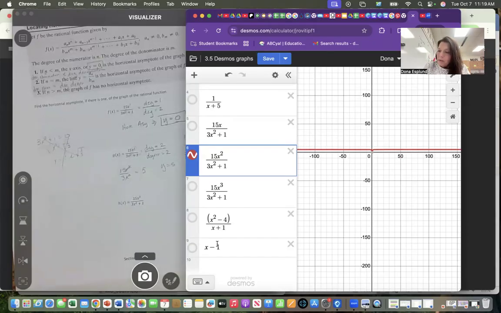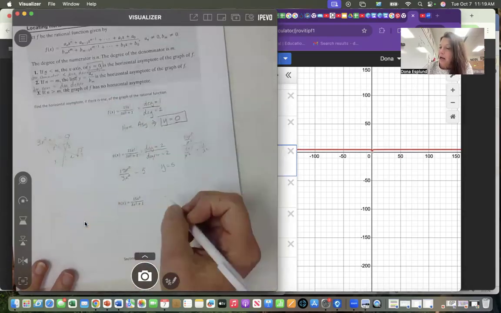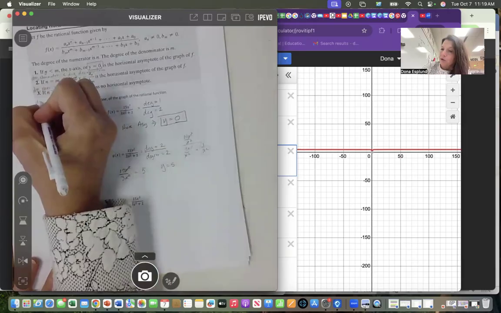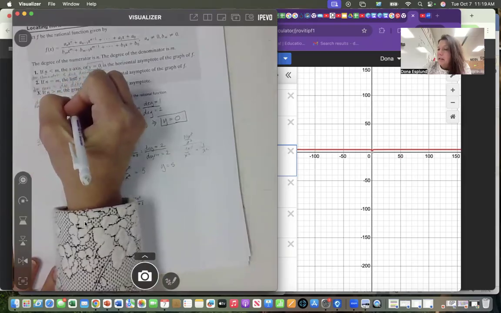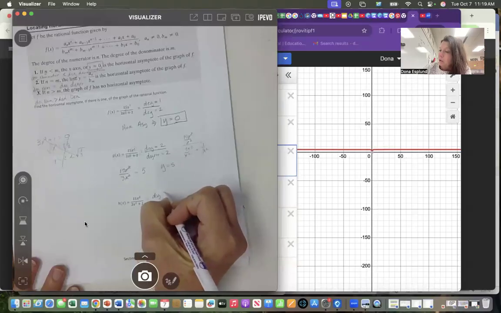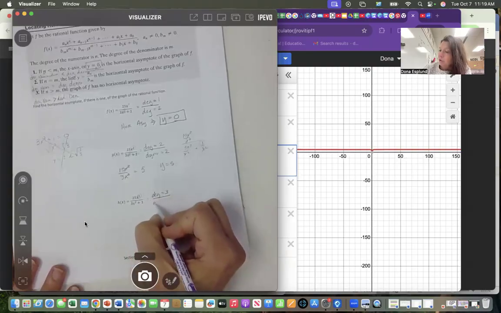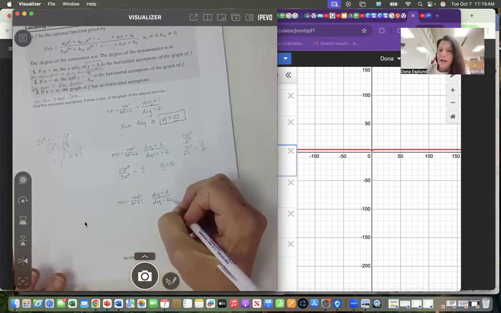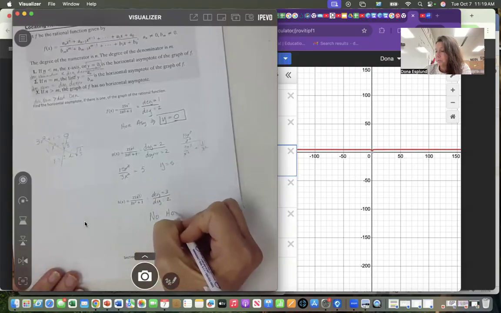So my next one is going to be what happens when the degree on the top is bigger than the degree on the bottom. And notice that I would do the same thing. The degree of my numerator is going to be greater than the degree of my denominator. In this case, my degree is going to equal 3 on the top because I have an x to the third. And the degree on the bottom is going to equal 2. And notice since 3 is larger than 2, that means I have no horizontal asymptote.